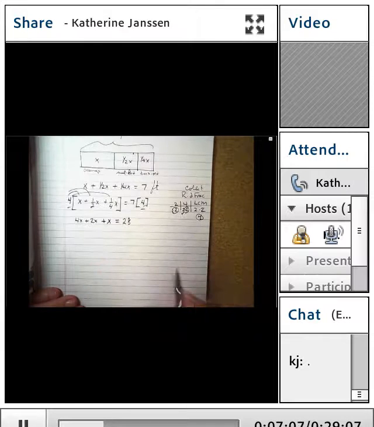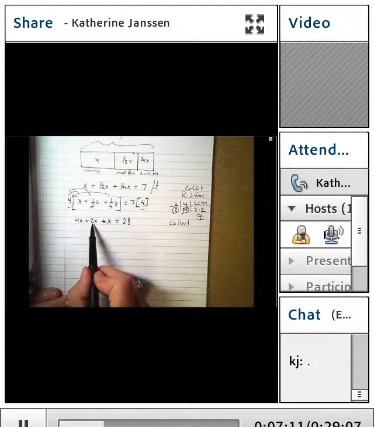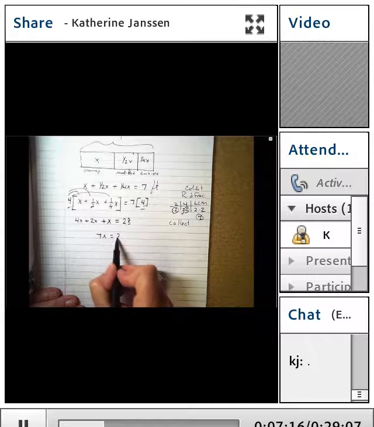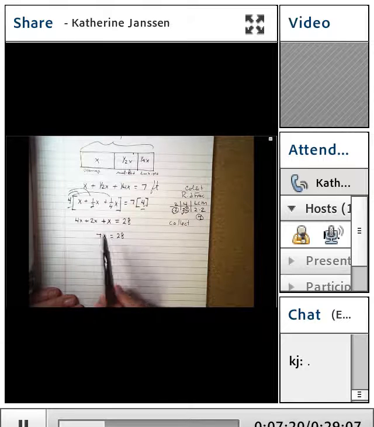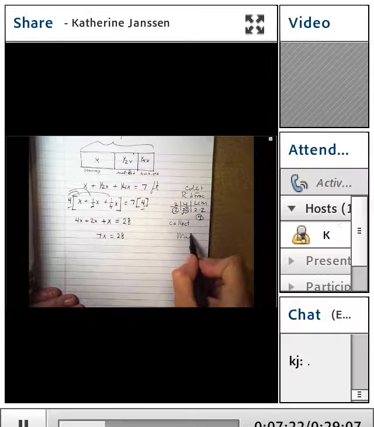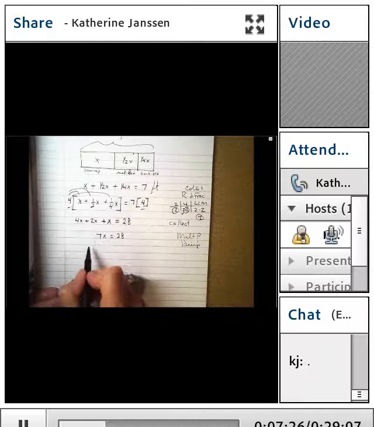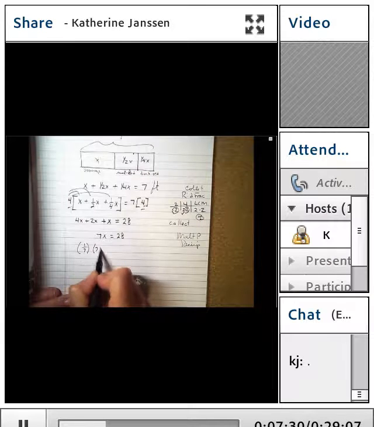Now it looks like I can collect like terms. I've gotten rid of fractions. 2x plus 4x plus 1x would be 7x equals 28. I'm solving for x, not 7 times x. There's your indicator. We're going to use our multiplication principle and multiply by this reciprocal. The reciprocal of 7 is 1/7. Flip it and keep the sign.